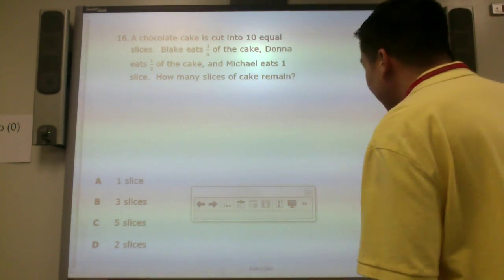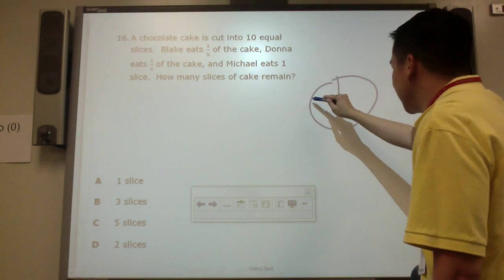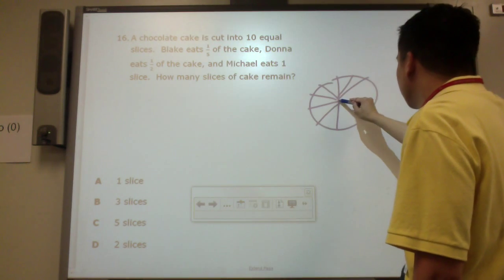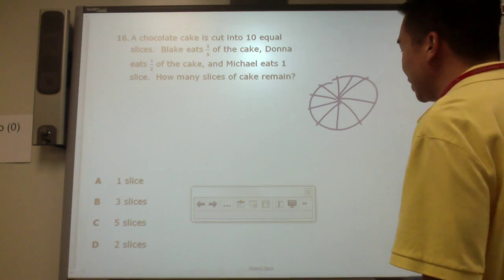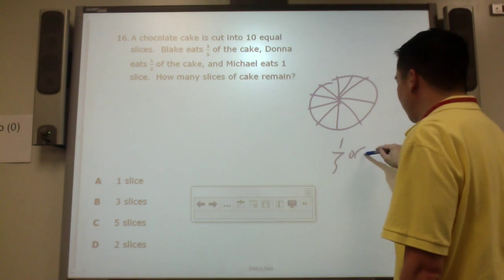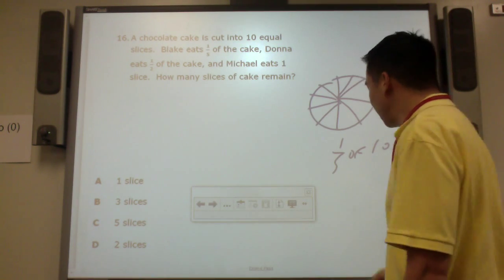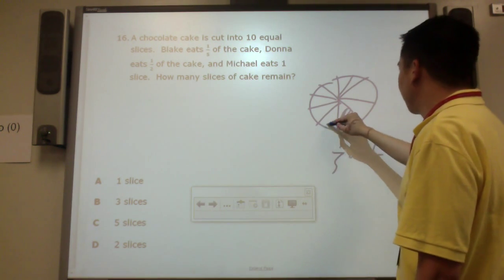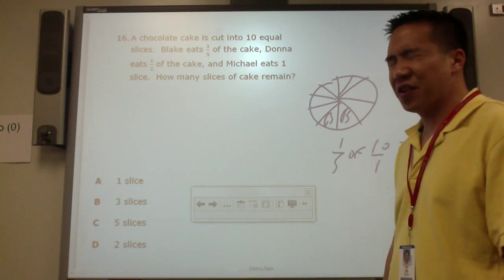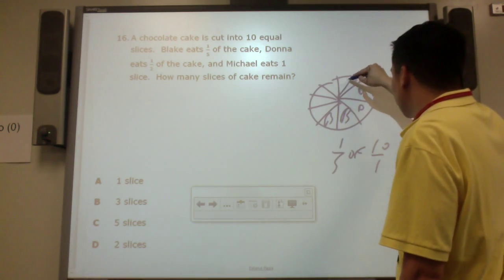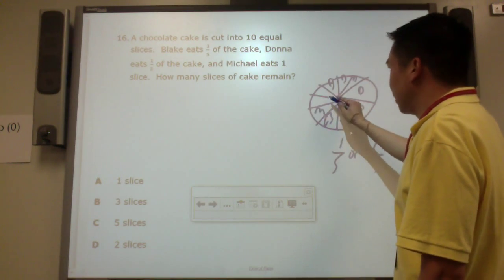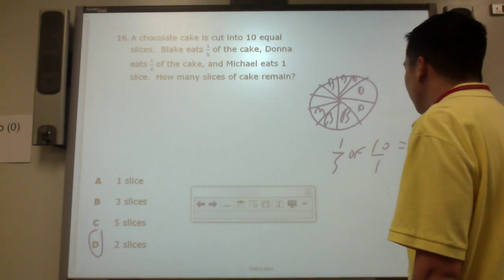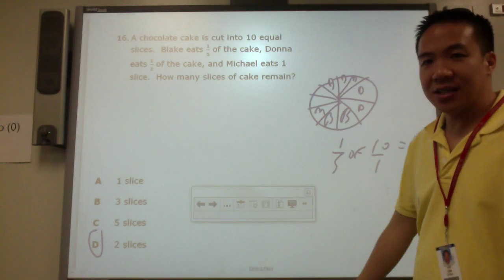Number 16. There's a chocolate cake. It is cut into 10 slices. Blake eats 1/5 of the cake. What's 1/5 of 10? Or 10 groups of 1/5? 10/5 or 2. So this is Blake. Donna eats half of it. Half of 10 is 5 slices. Michael eats 1. How many slices? 2, I believe. 1, 2. So it's 1, 2, 3, 4, 5, 6, 7, 8 are eaten, 2 are left.